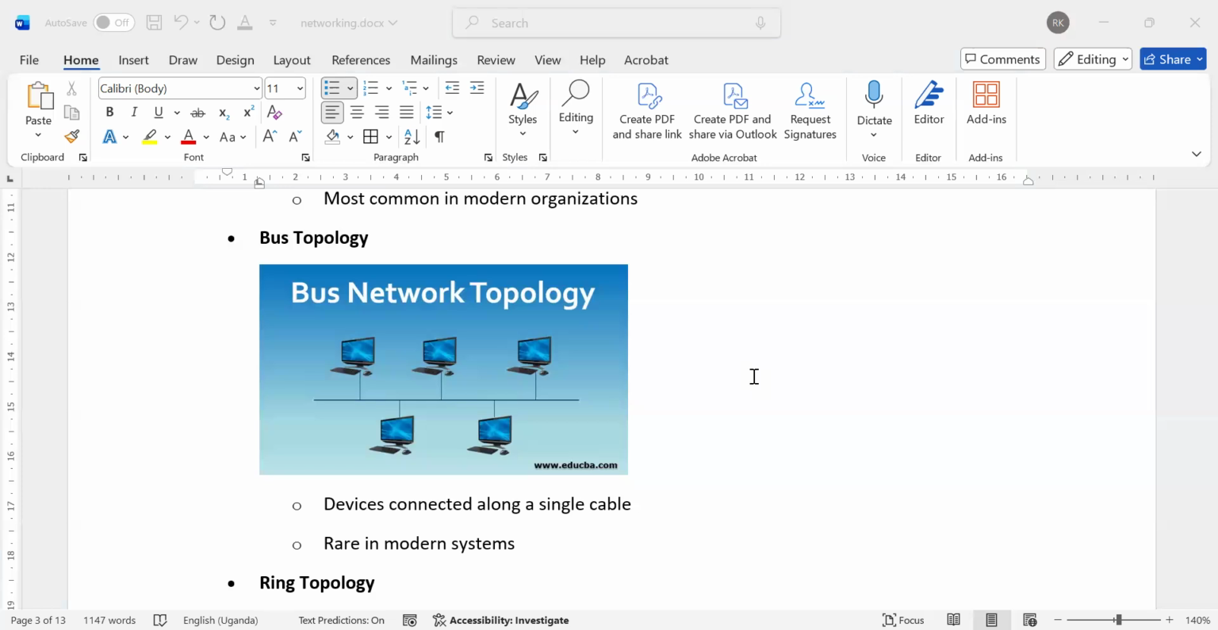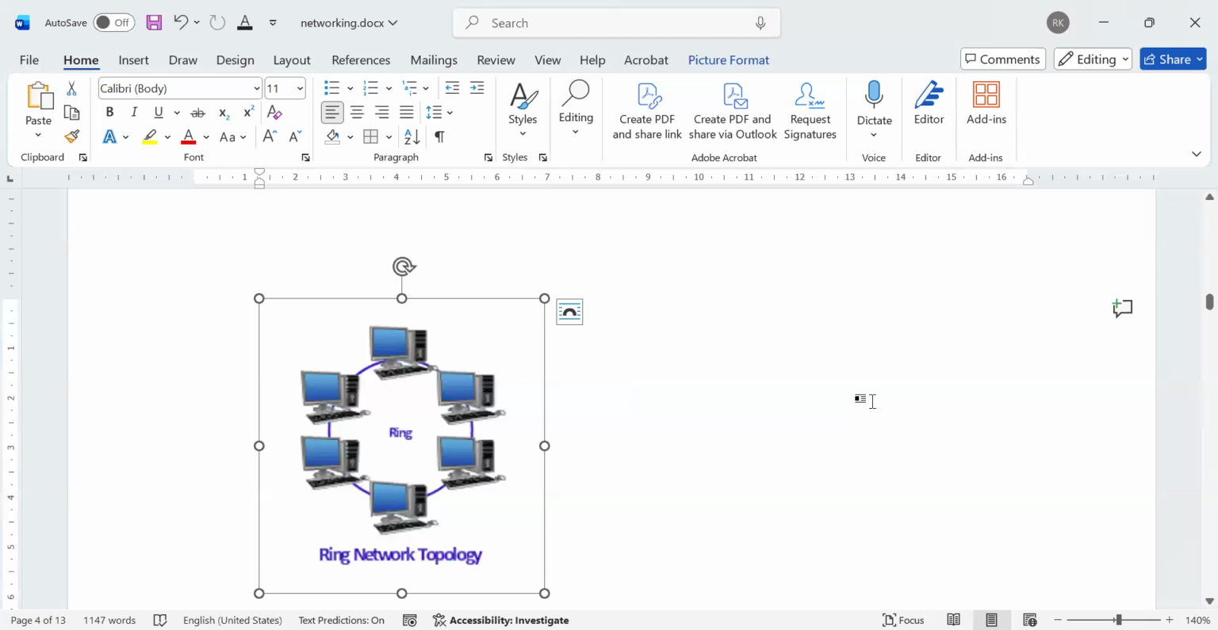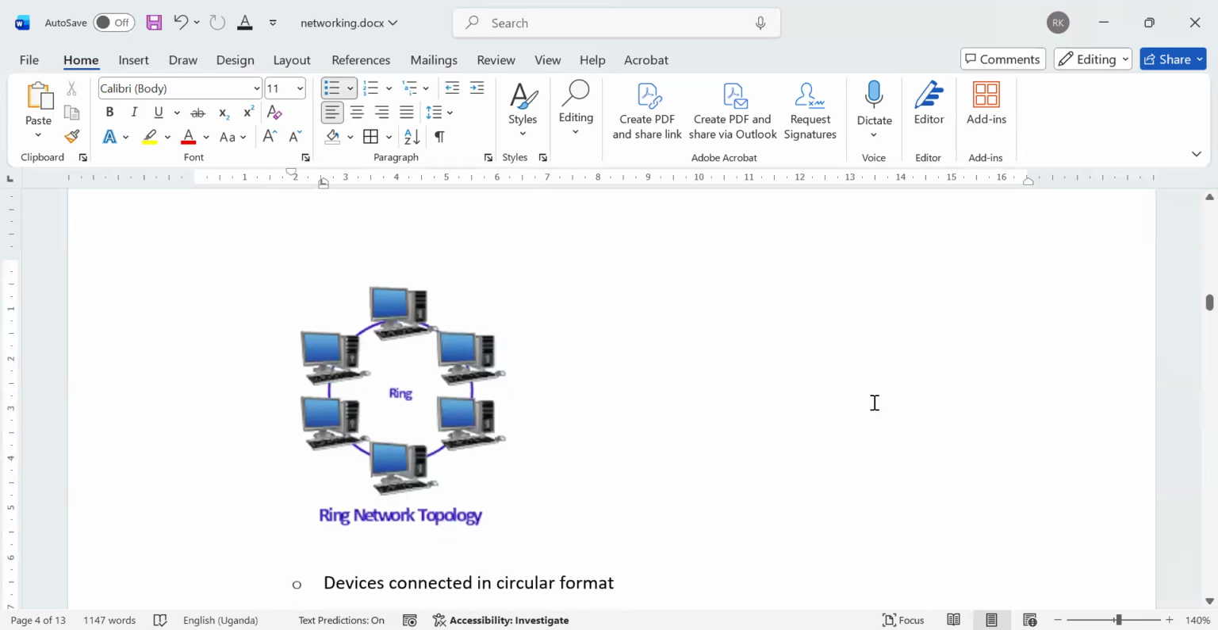Then we have what we call the ring topology. Ring topology looks like this. Actually, the first topology was the bus topology. Then, because of its disadvantages, it came to a ring topology. In the ring topology, devices also connect in a circular format, but it has a disadvantage: if one cable is broken, the whole network goes down. And the problem here is to find which cable is broken. That is the serious issue.